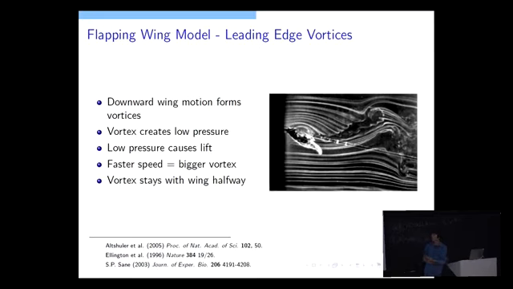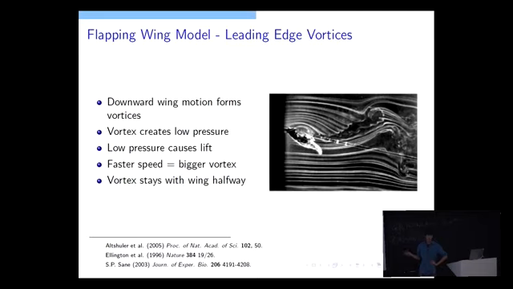So there's this flapping wing model that predicts things differently. What happens here is that the downward wing motion forms a vortex. A vortex is just a swirling fluid. As you see here, the air around the wing is forming a swirl, which is called a vortex in fluid terms. Again, a vortex is a moving fluid.